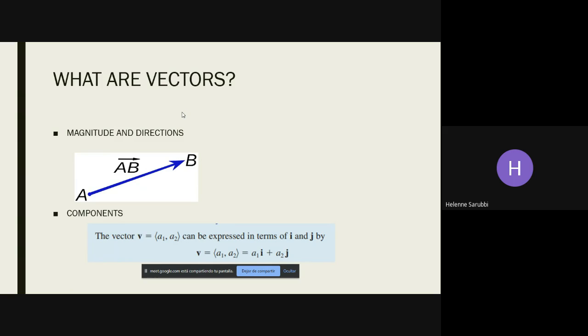By placing a vector in a coordinate plane, we can describe it analytically by using components. So we can represent a vector v as (a1, a2), where a1 is the horizontal component of v, or the x, and a2 is the vertical component of v, or the y. The vector v can also be expressed in terms of i and j. So it can be something like v = a1 i + a2 j.